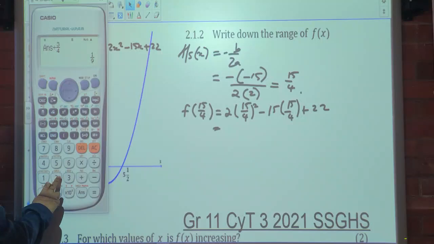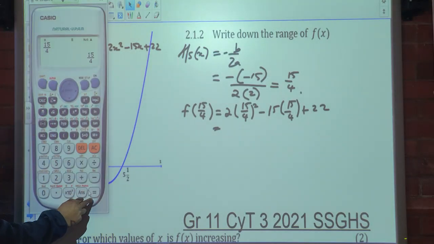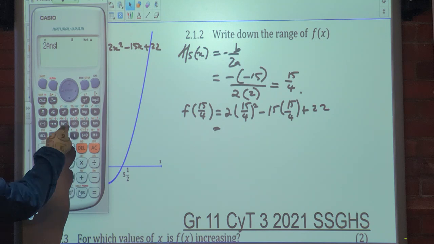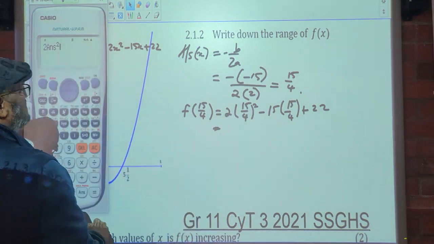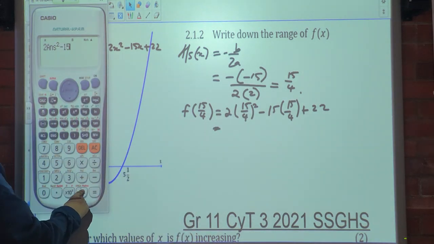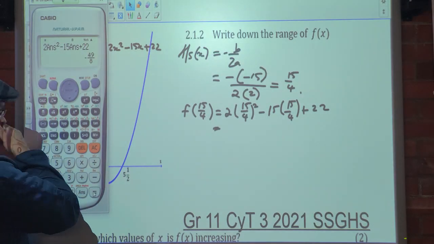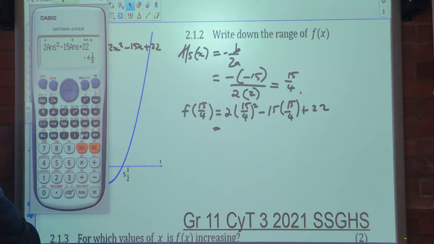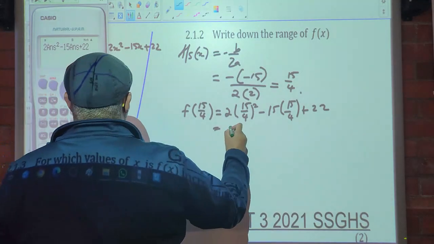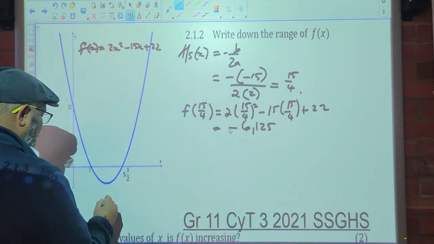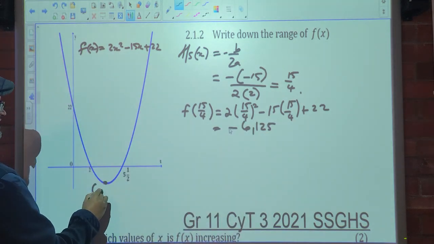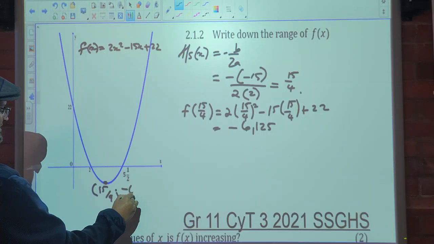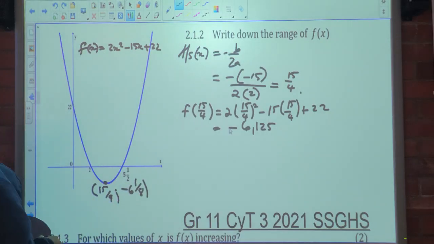So what I say is 15 over 4, and I put that as my answer. So I say 2 times answer squared, it's 2 times (15 over 4) squared, minus 15 times 15 over 4, plus 22. Gives you negative 49 over 8, or in improper fraction, negative 6 and 1 over 8, or negative 6.125. It's all the same thing. So the turning point here, which was not asked for, is going to be 15 over 4 and negative 6 and 1 over 8.